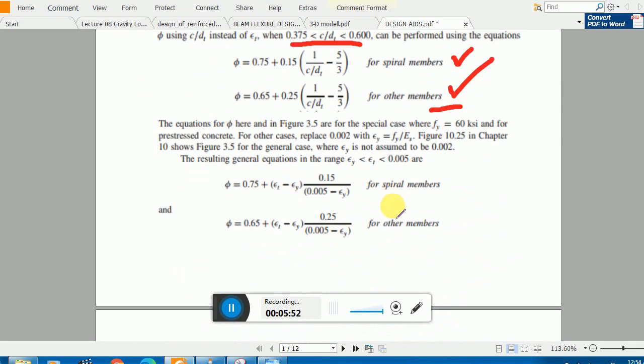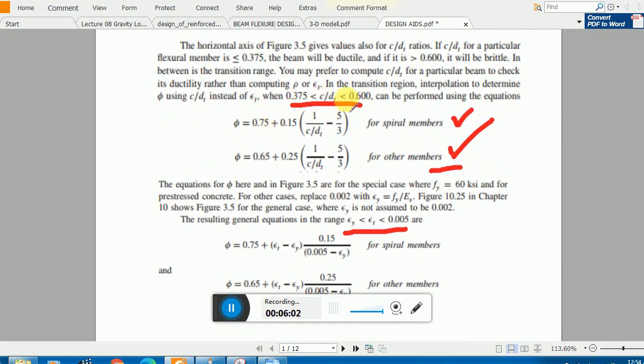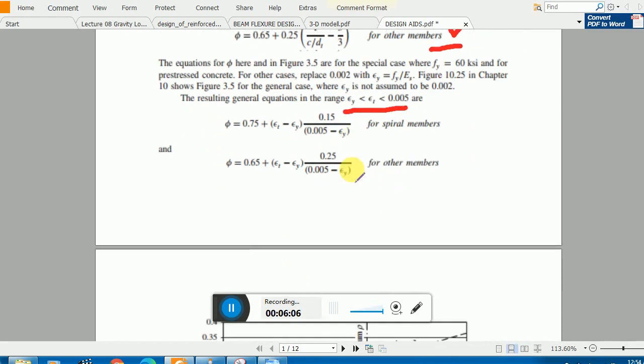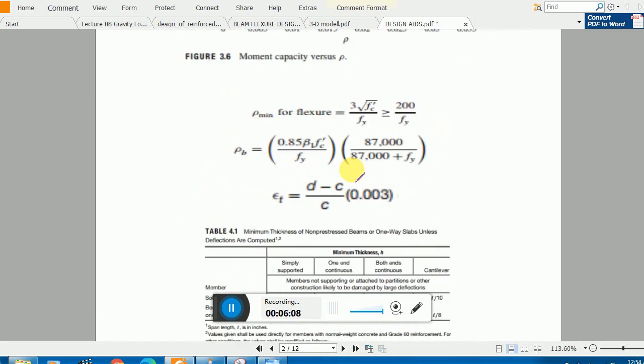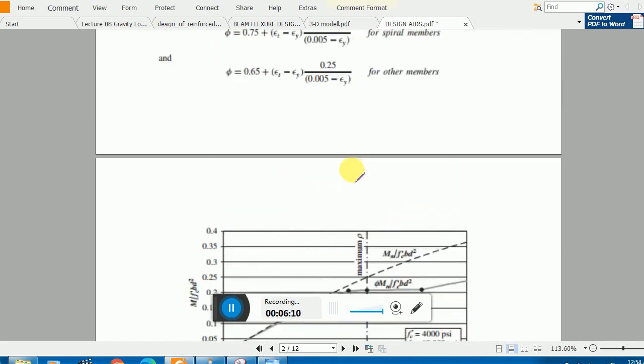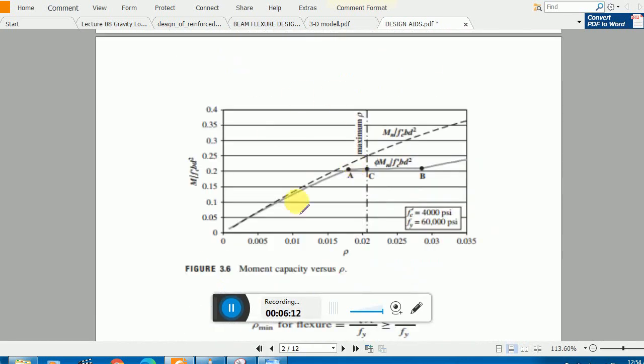Okay, so this graph is very important when this condition exists: epsilon t is greater than epsilon y but less than 0.005. Remember, this condition exists, so we basically use this condition in our calculation. That's why I'm giving you a little bit of knowledge about these things. This diagram is very important. Look at this diagram.